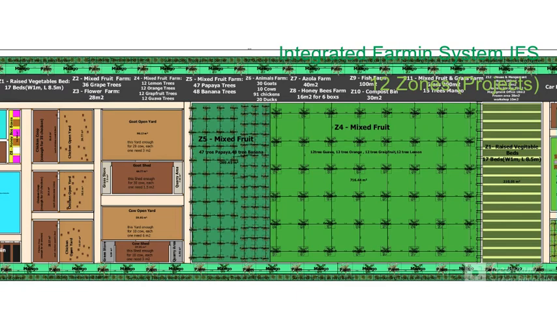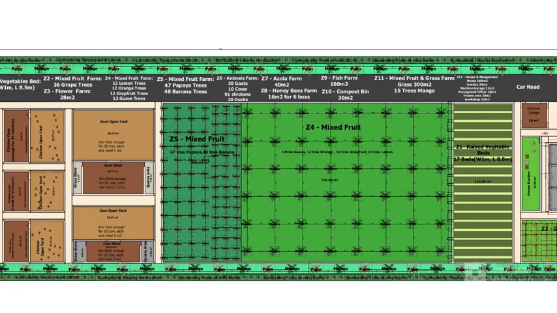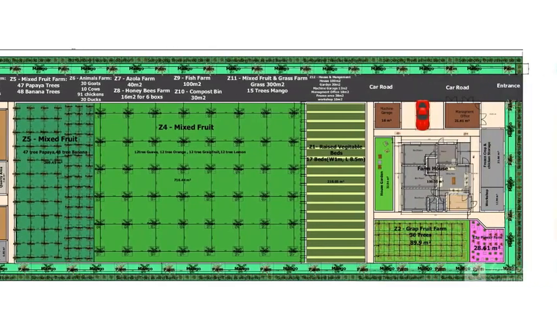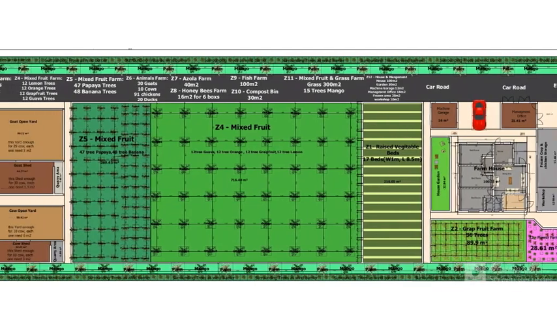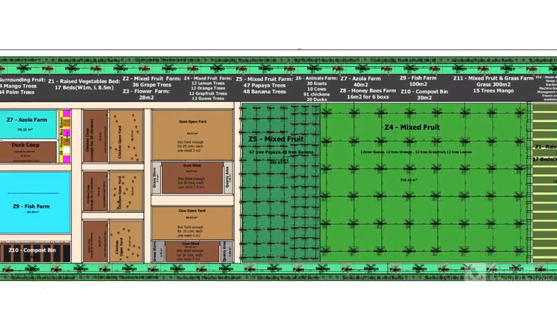Our new design, this design for 1 acre. 1 acre here is equal to about 4020 square meters. It is the dimension of our 1 acre here.